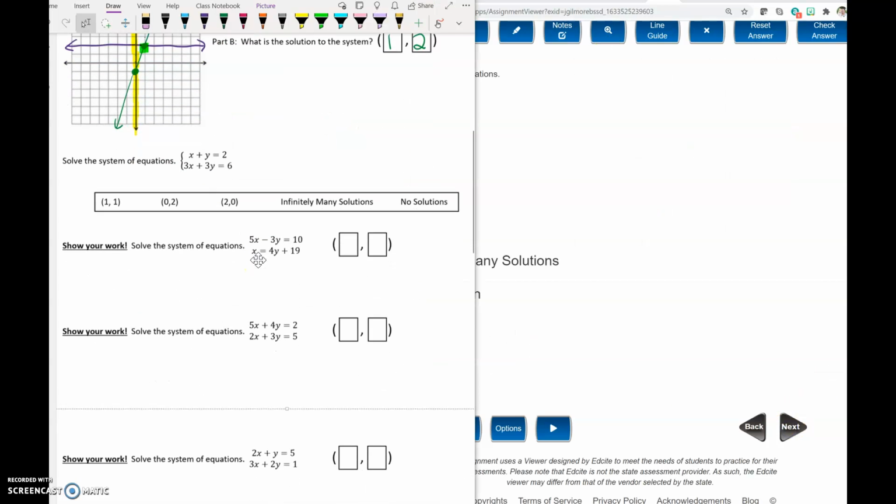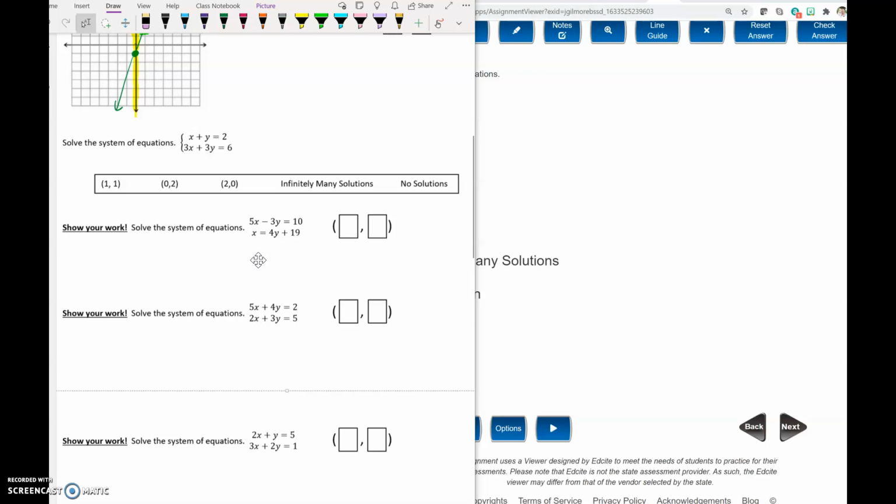The next one is basically multiple choice on EdSite, so I don't need to show this to you on EdSite. We'll do this one by elimination. This one's set up perfectly for elimination. I want my x's to eliminate, so I'm going to multiply my top equation by -3.